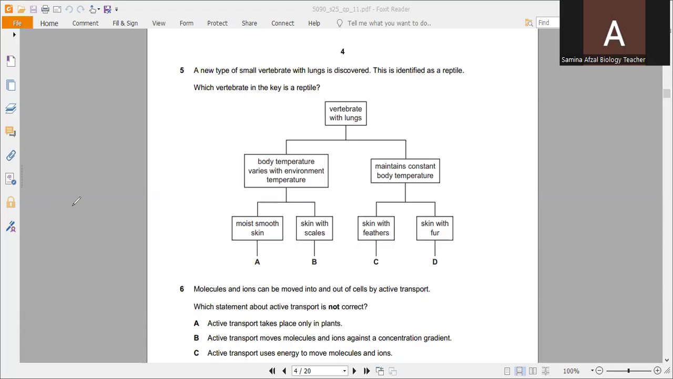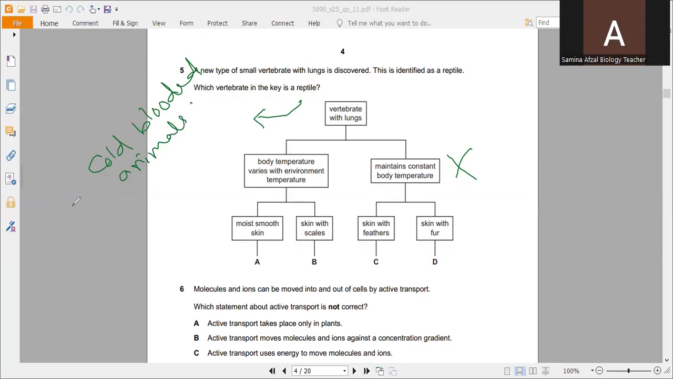This is identified as reptile. Which vertebrate in the key is a reptile? Vertebrates with lungs, and further, body temperature varies with environmental temperatures, meaning not a constant body temperature. So we will move, because reptiles are unable to maintain their body temperature. Reptiles are cold-blooded animals, so their body temperature varies with environmental temperature.